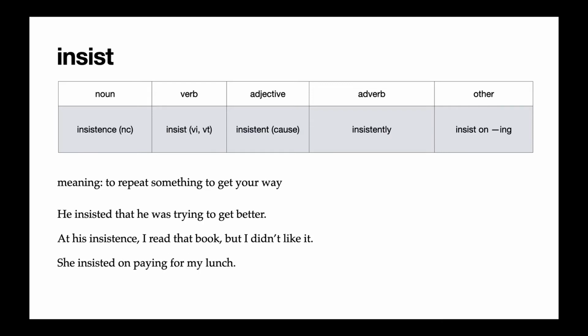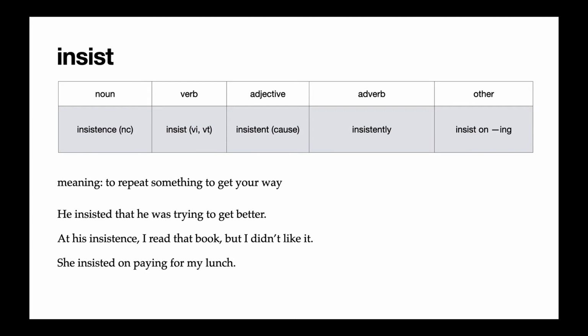Our next word is insist, which can be used in an intransitive or transitive form. And insist means to repeat something to get your way, to get what you want. So in the story, Chris insisted that he was trying to get better. That means he says it again and again, that he's trying to get better, that he's trying to improve. And the reason why someone would insist is because you don't believe them. So if I insist I'm telling the truth, that means you think I'm lying, so I have to repeat myself. I'm telling the truth. I'm telling the truth.